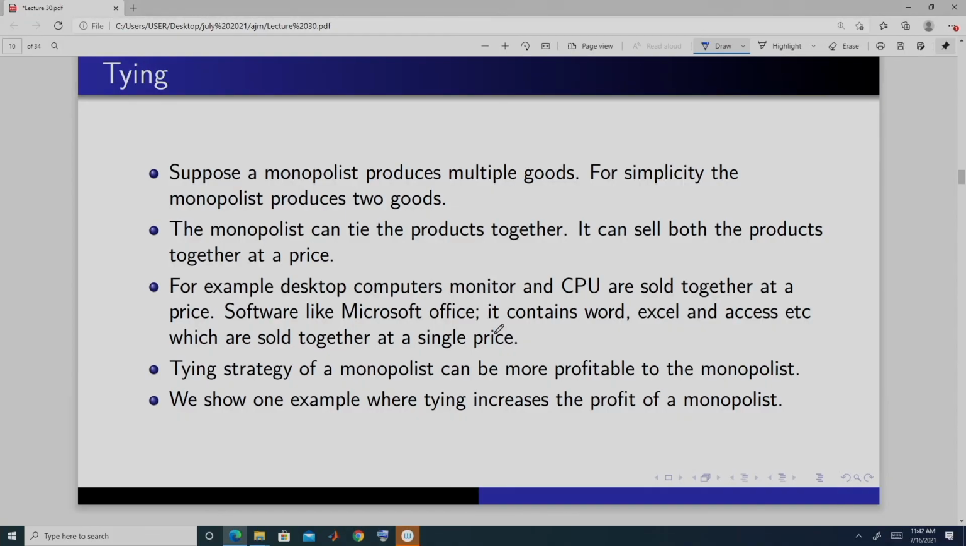Or if you look at MS Office, like MS Word, MS Excel, MS Access, all these things are tied together. You can buy MS Office and all these three things are available, but each of them can be considered a separate product also. So, this is a tying strategy and the monopolist can follow it. Now, it can be shown that tying is sometimes profitable and that is why the monopolist ties.